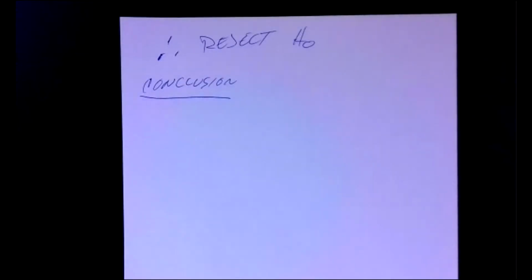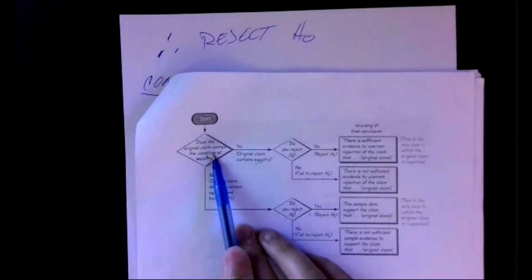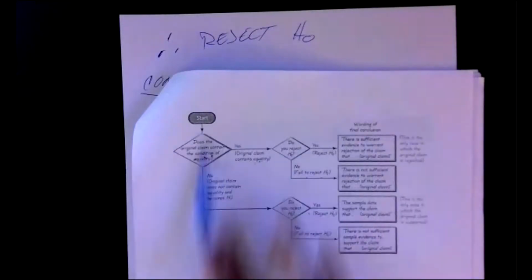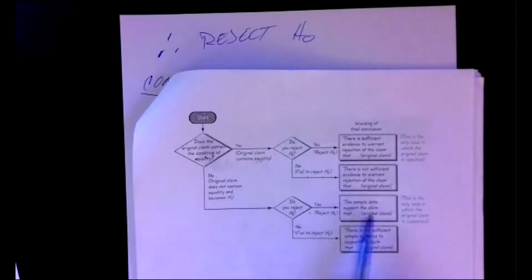Conclusion. Let's go to our diagram. Does the original claim contain the condition of equality? No, it does not. Go down. Do you reject the null hypothesis? Yes, we do. The sample data support the claim.